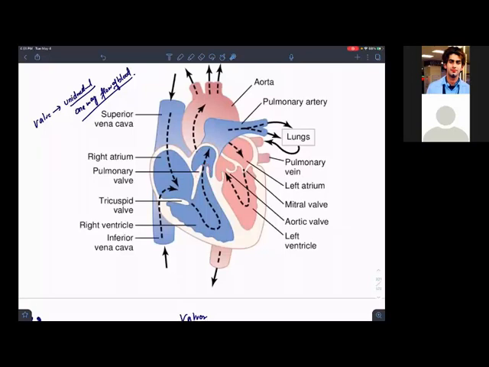So I should use now two words. The pulmonic valve is giving me a demarcation. Please listen to my words, what words I'm using. A pulmonic valve is giving me a demarcation between the right ventricle and the pulmonary artery. True or false? Between the right ventricle and the pulmonary artery. It is giving a demarcation, a border. It is a border.